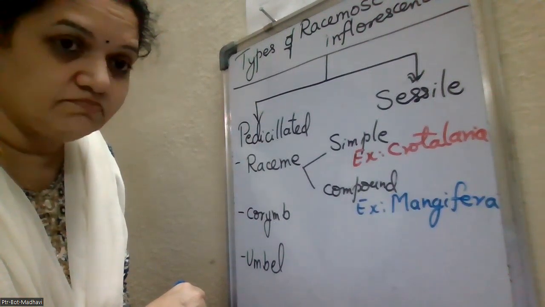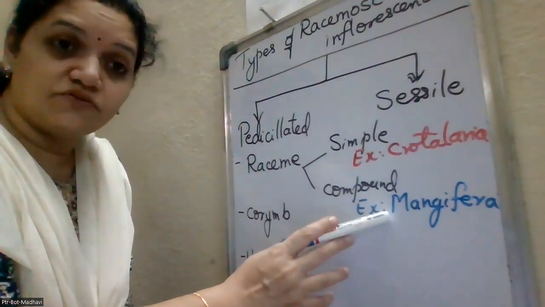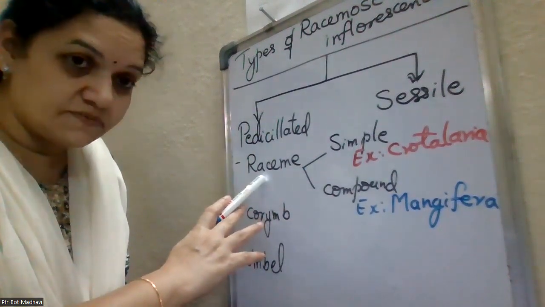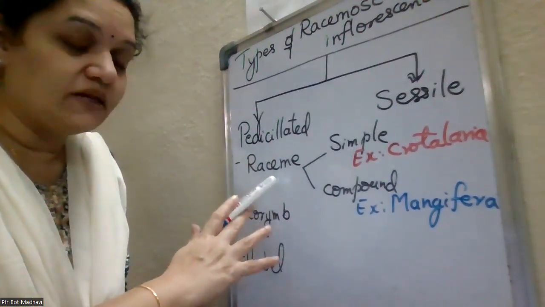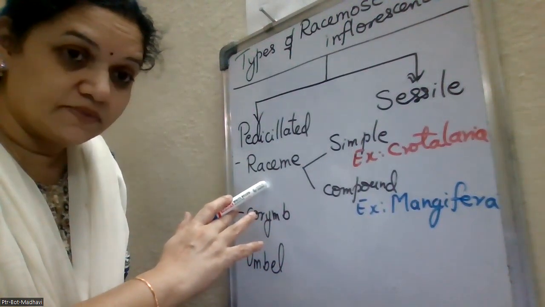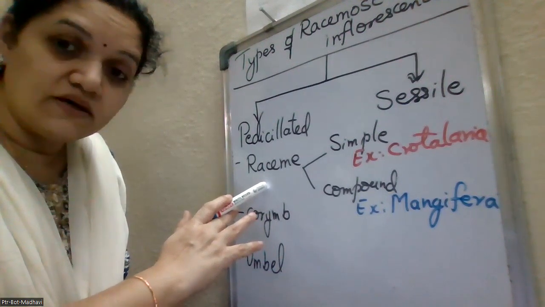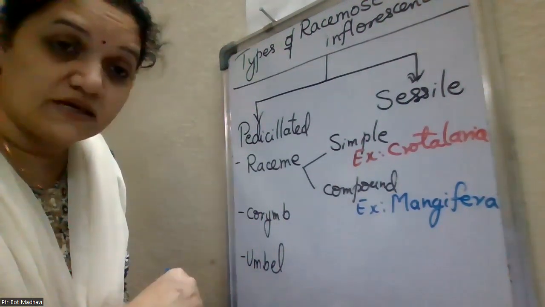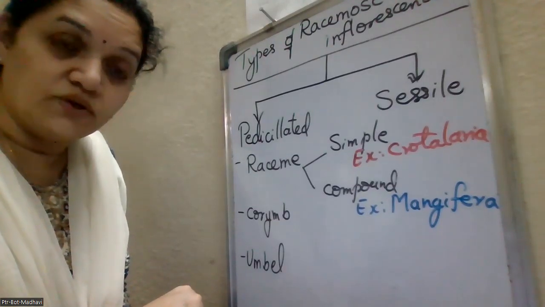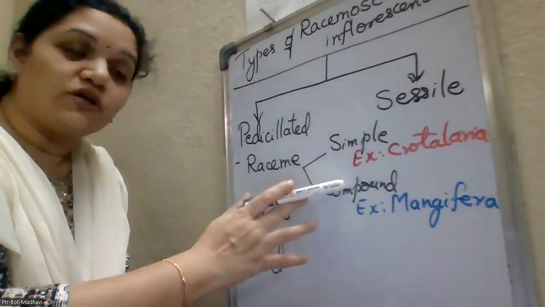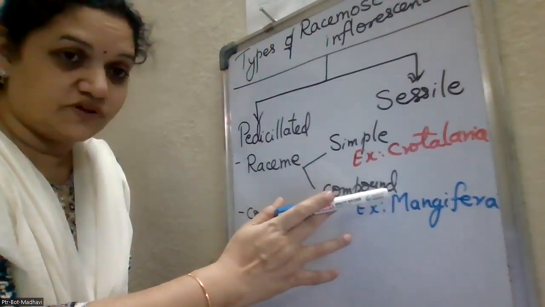But when we are writing the names of the plants or the scientist or the side headings, it always will be in proper normal alphabets. Remember this. Okay. So this is a humble request. Otherwise, an order also you can say anything. Don't go for the styles. Okay. So the compound raceme is the Mangifera.